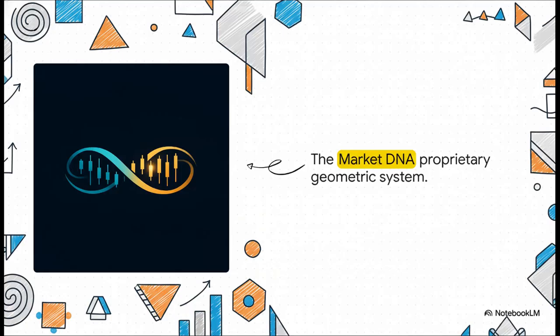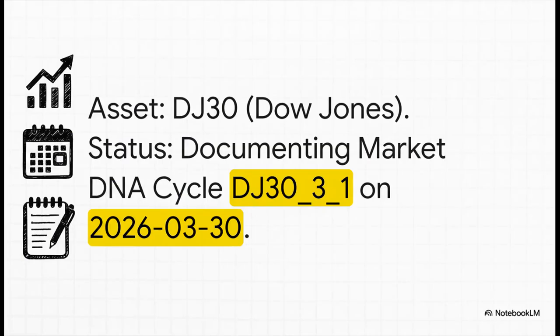So what you're seeing on the screen is a proprietary geometric system. It's called market DNA. Now, for this entire analysis, we'll be sticking to their official branding and terminology. We're simply going to follow their framework to document the process exactly as it unfolds. The asset we're zeroing in on is the DJ30, and the specific cycle we're documenting is identified as DJ30 3_1. We're looking at the chart as of March 30th, 2026. Again, the goal here is purely to observe and record each phase of the model exactly as it's defined. We are not making any predictions.